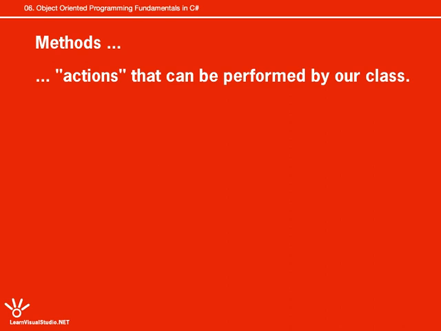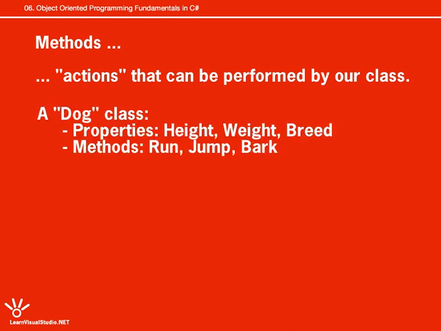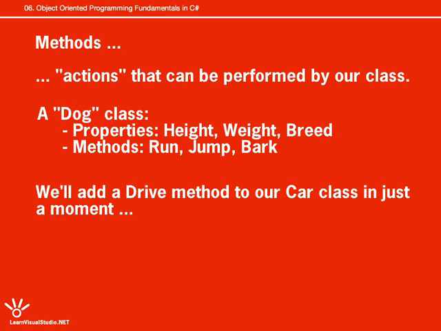Now, while a property describes something about an object, you can think of a method as an action that the object can perform. So in terms of a dog, for example, we might have properties that describe the dog's height, its weight, its breed, and so on. But the dog also has methods of run and jump and bark. And many times the run, jump, and bark methods depend on the property values of a dog. So for example, if the breed property of a dog is Golden Retriever, it might run or jump higher than a Chihuahua. Okay, so let's transfer that to our car example.